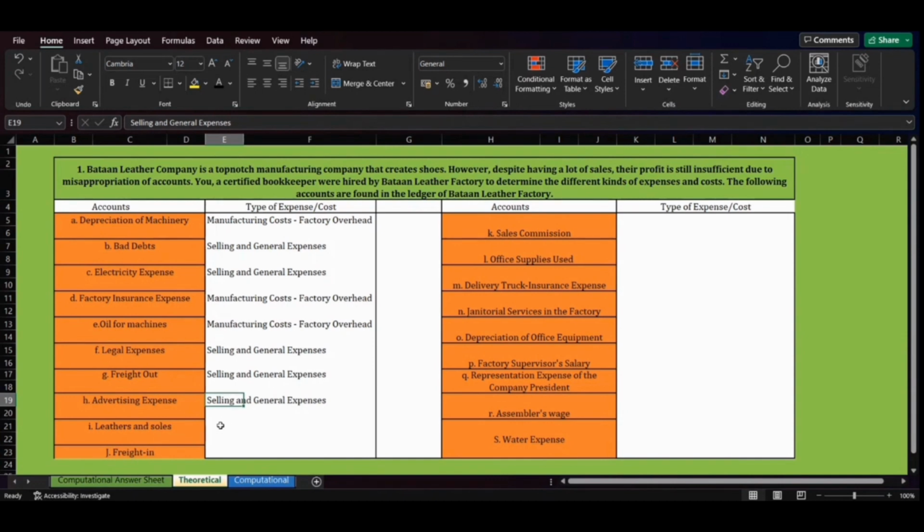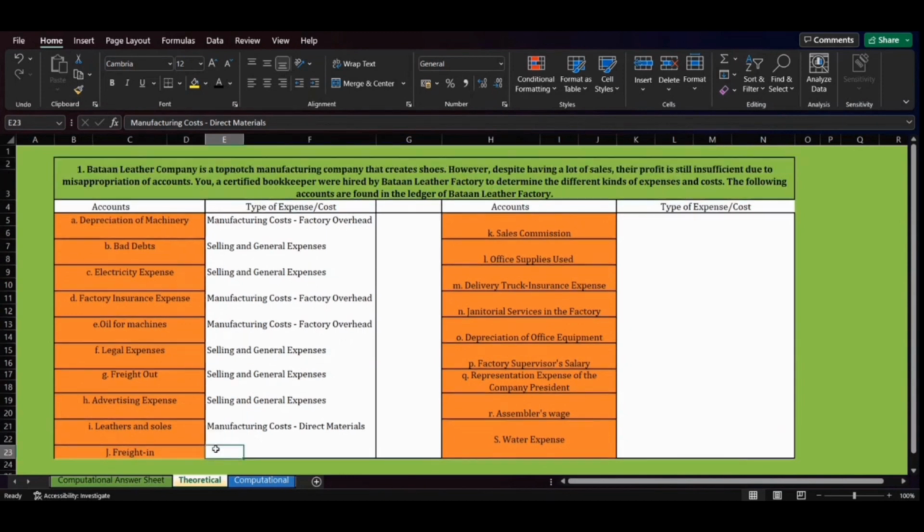Next is the leather and soles. The answer here is manufacturing costs, direct materials. Why is it direct material? We know that Bataan Leather Company is a manufacturing company that creates shoes. Leather and soles are part of the shoes. We can see that in the product there are leathers and soles, so we consider this as direct materials.